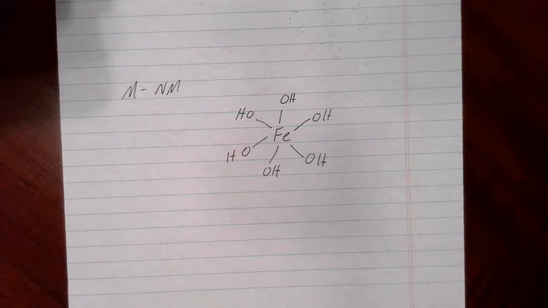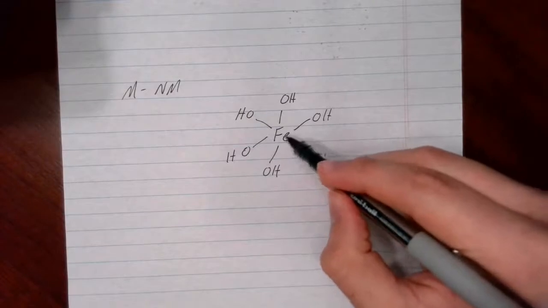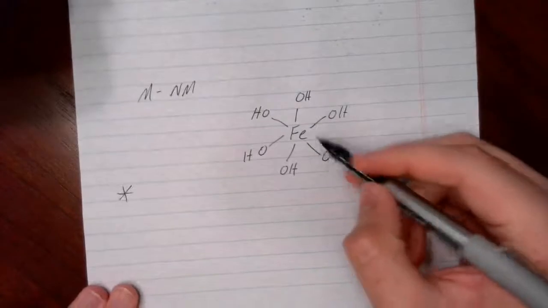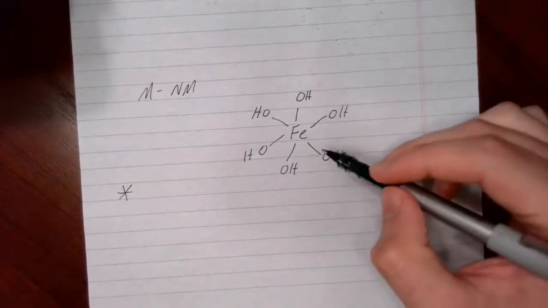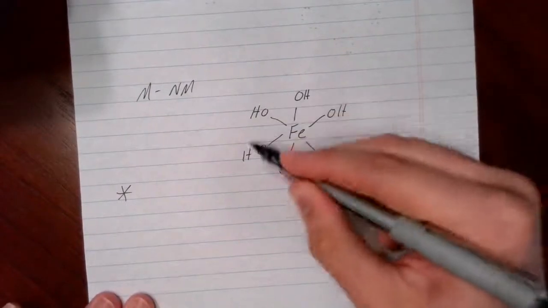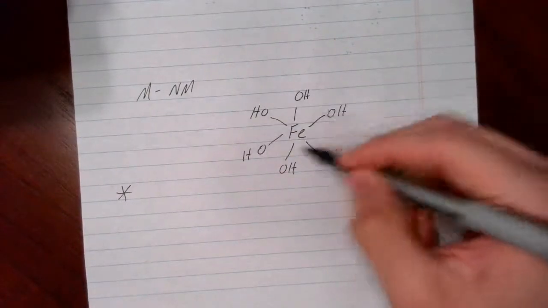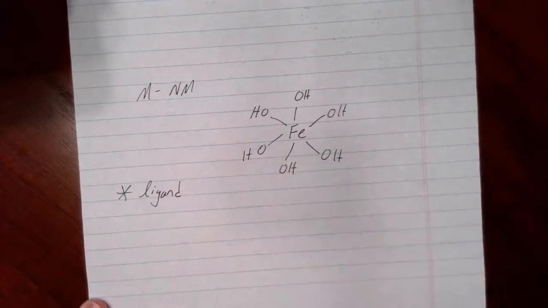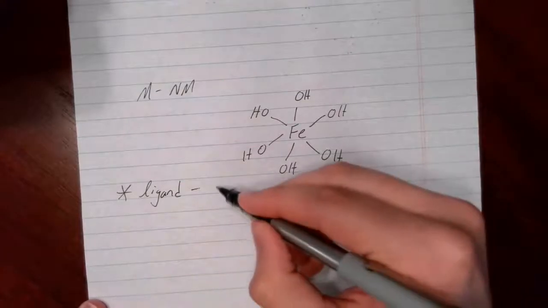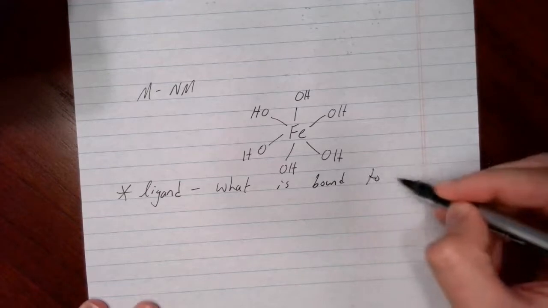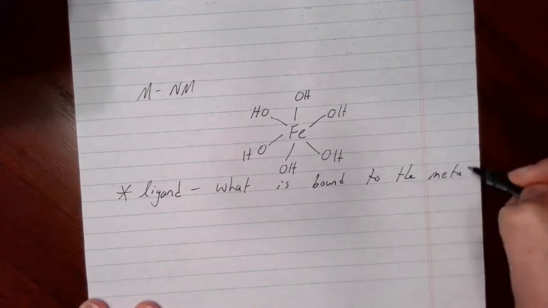So a couple of terms we want to learn here. When we have a coordinate covalent bond, which is just a nonmetal bound to a metal, I could have also shown the oxygen and hydrogen bonded together. We'll just say these are hydroxides bonded. We have the term ligand. Okay? So the ligand is what is bound to the metal. In this case, the hydroxide would be the ligand, and there are 6 of them. And we also want to call this a dative bond.